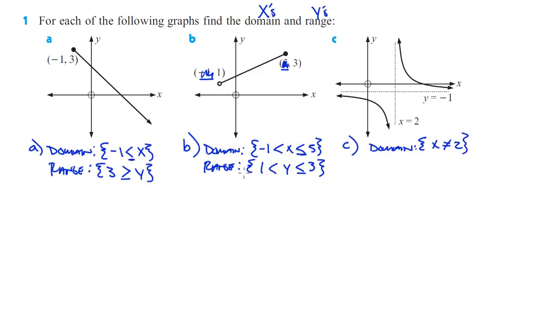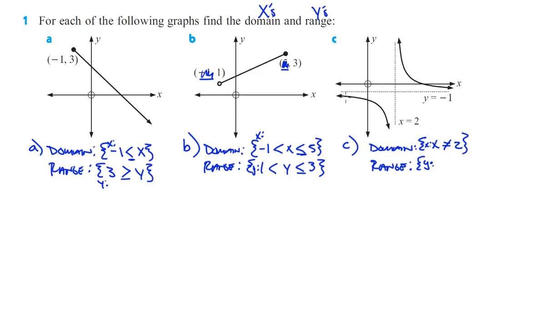Okay, and really officially in front of all these, they really all should be x such that and y such that. This is x such that the x doesn't equal 2. So as long as the x doesn't equal 2, then everything else is okay. All right, and then here the range is y such that, and now we're just looking up and down.